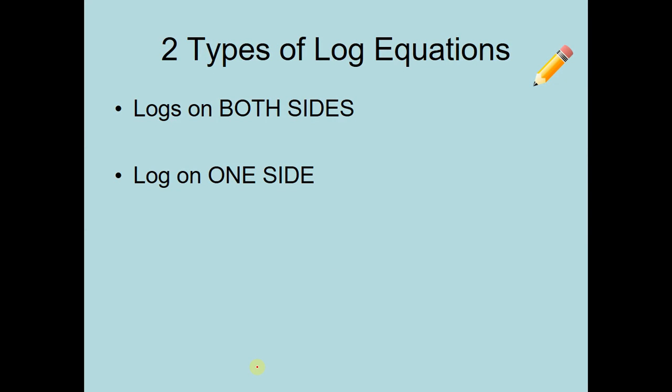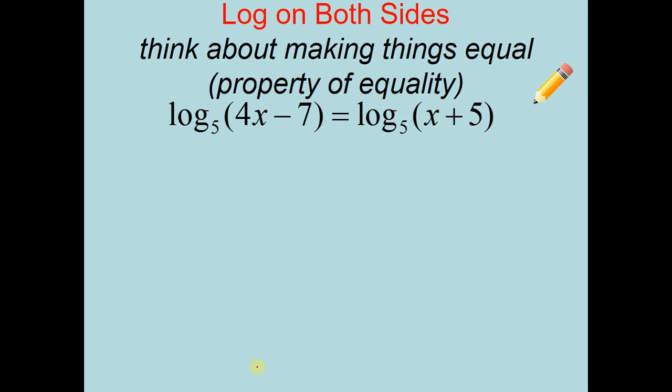Now, let's take a look at logarithmic equations. First kind, there's 2 kinds. One with logs on both sides, one with a log on one side. Let's take a look at both sides. What you're going to do is think about making things equal, property of equality. So I have log base 5 of 4x minus 7 equals log base 5 of x plus 5.